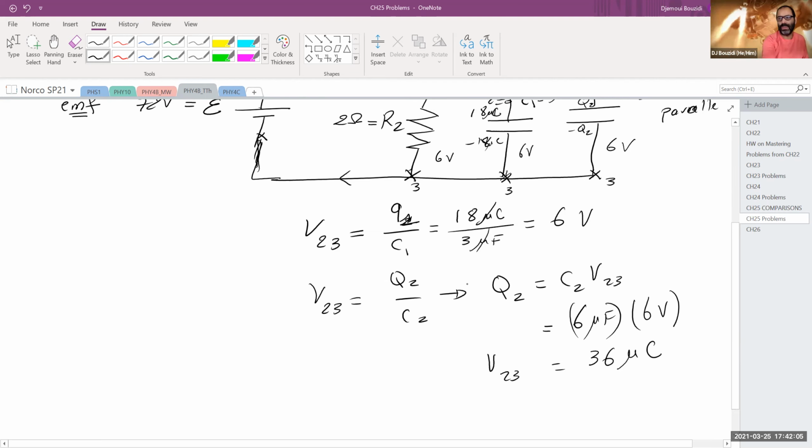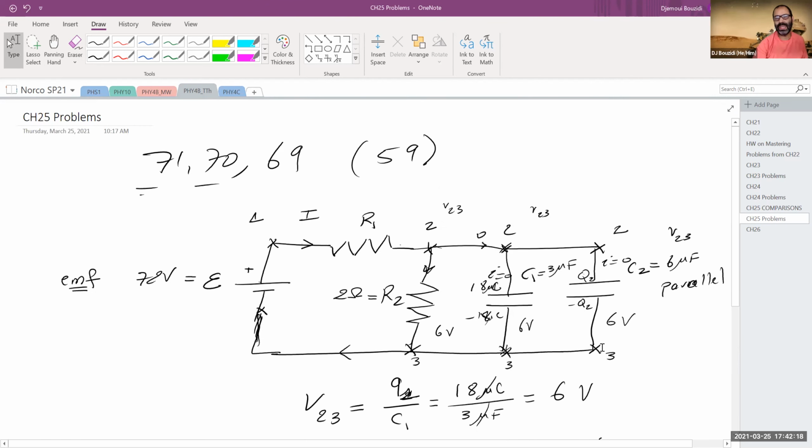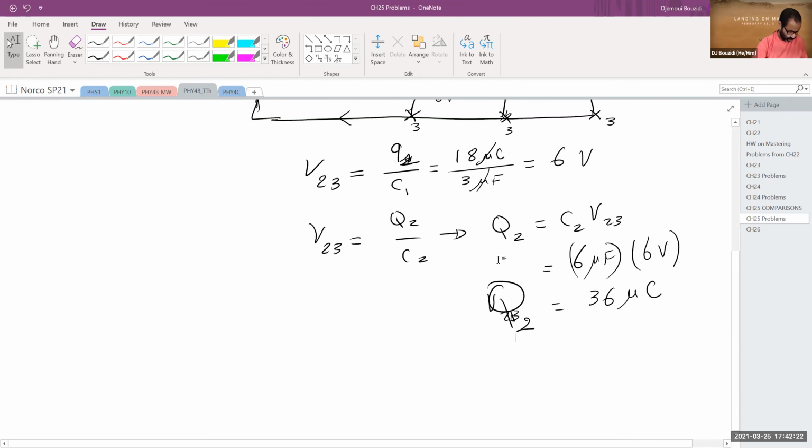They want, I'm sorry, not Q2. They want the charge on capacitor 2. So the charge on capacitor 2 must be 36 microcoulomb. Because if I divide 36 by 6 microfarads, I will also find the 6 volts because they are in parallel. Now that is question 1. Question 2.